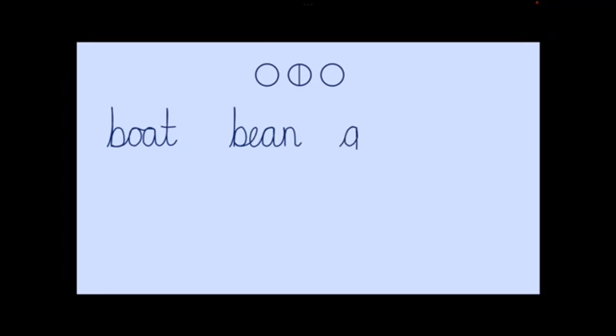Goal. G. O is OA. L is L. Meat. The meat that we may or may not eat. M is M. E is EA. T is T.